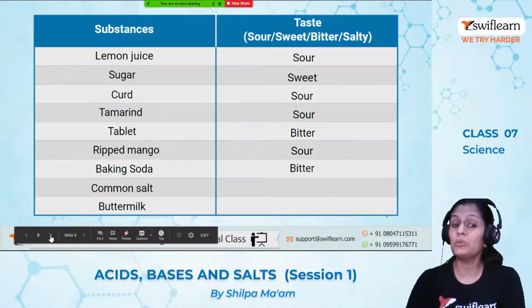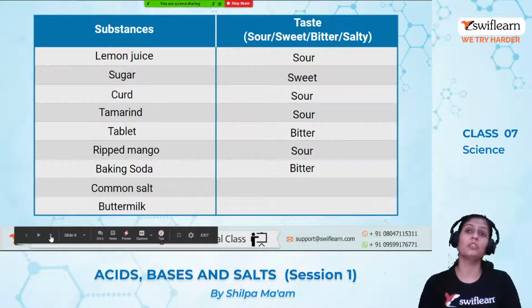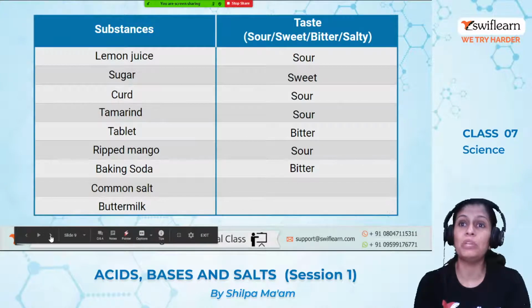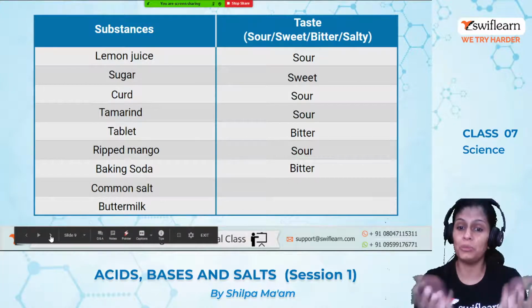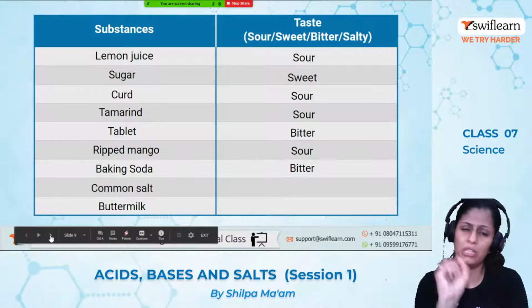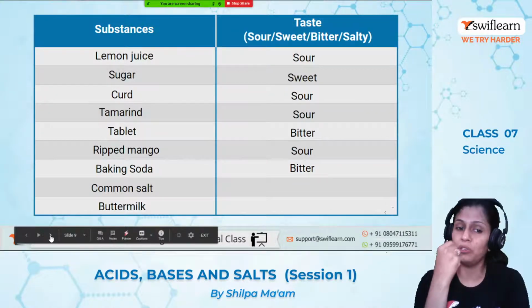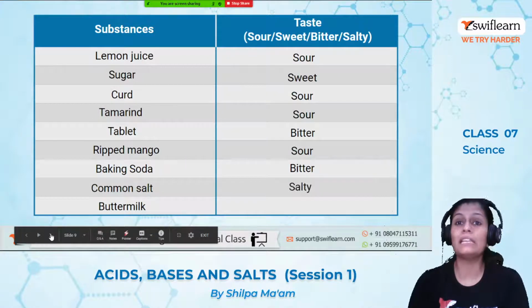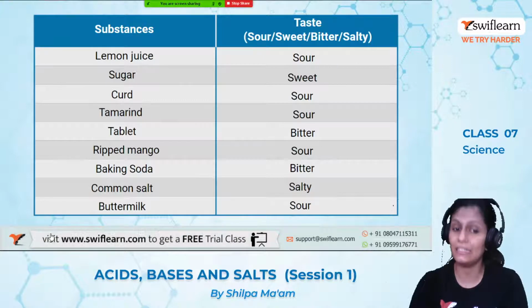What is baking soda? Baking soda is used in your kitchens when you make pakoras or you are putting it in cake to give fluffiness to it. Then it is bitter in taste. You just put a small drop of it on your tongue and you'll feel that it is very bitter in taste. Common salt, it's salty in taste, and buttermilk is sour in taste. That is khatta in taste.